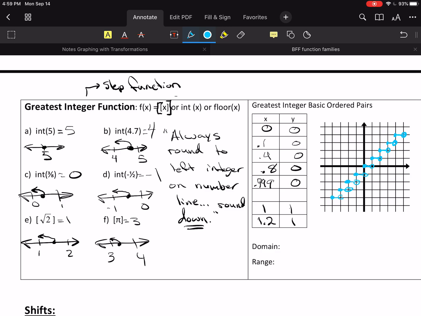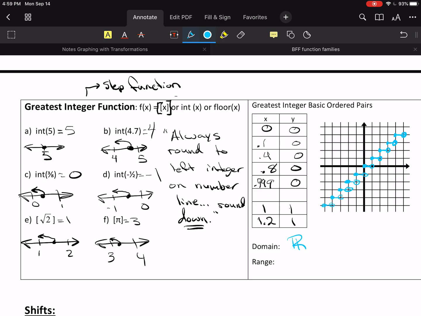So domain. Do I miss any x values here? And the answer is no, right? All of my x values are taken care of. So this would be all real numbers.